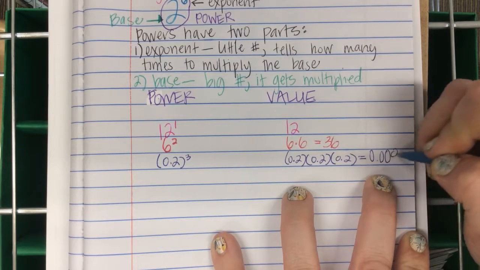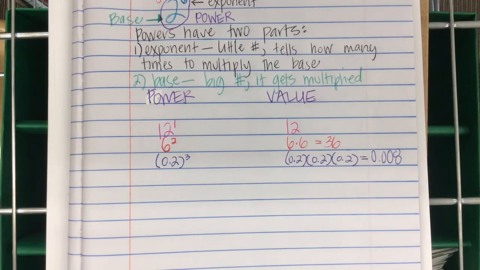0.0808. Got it. Because it's 2/10, 0.2, times itself 3 times. 0.2 times 0.2 times 0.2, because the exponent is 3. Okay, let's try this.